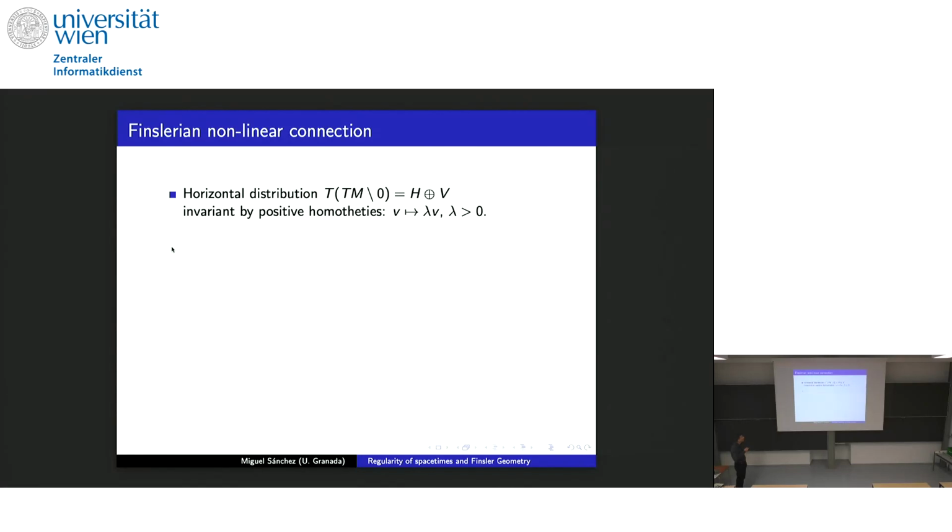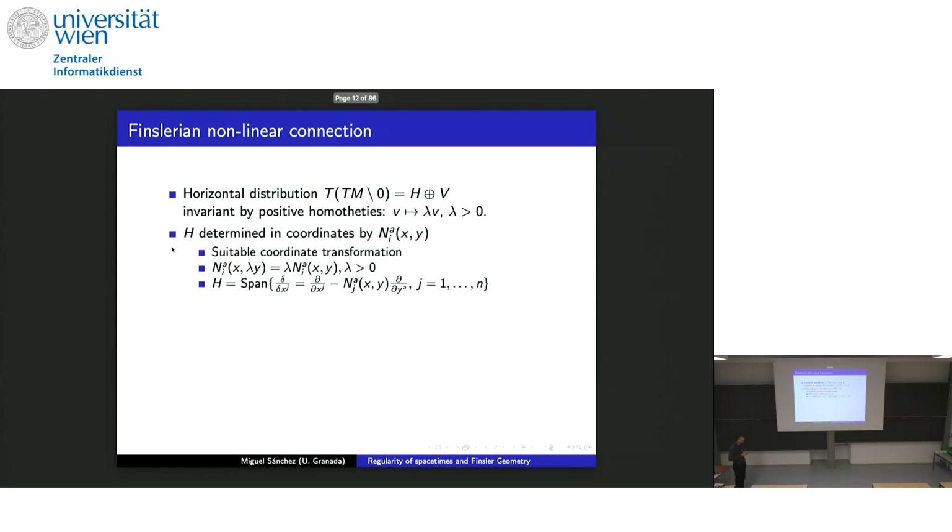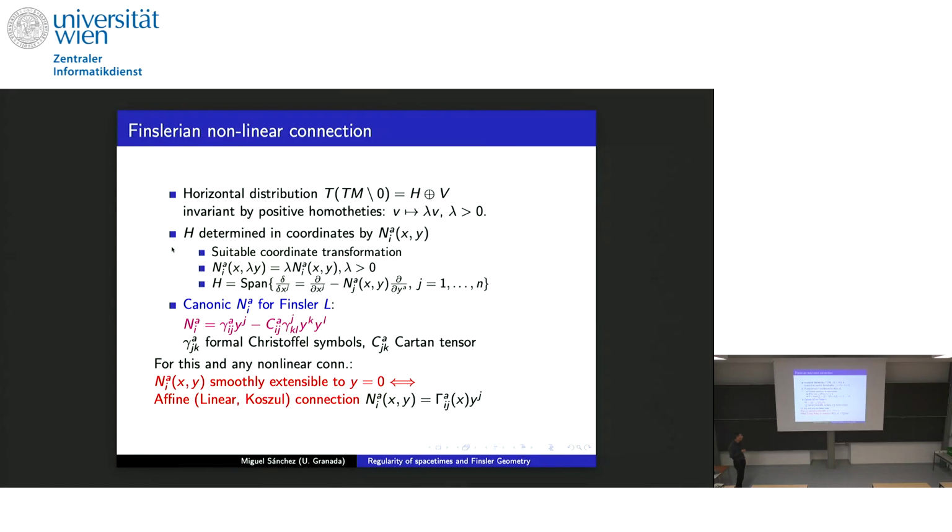A Finsler metric induces a nonlinear connection, seen as a horizontal distribution, which complements the natural vertical one in the tangent bundle. This horizontal distribution is invariant by positive homotheties, and in coordinates is determined by the coefficients of the nonlinear connection, which have a suitable coordinate transformation and homogeneity, and in a natural way provide the natural basis of the horizontal space at each point. They have a standard expression for the Finsler metric. I will not go into the details of these coefficients, but I would like to point out that the coefficients are not defined on the zero section in principle, and if they were smoothly extensible to the zero section, then the nonlinear connection would be a linear connection, in the sense of an affine connection.